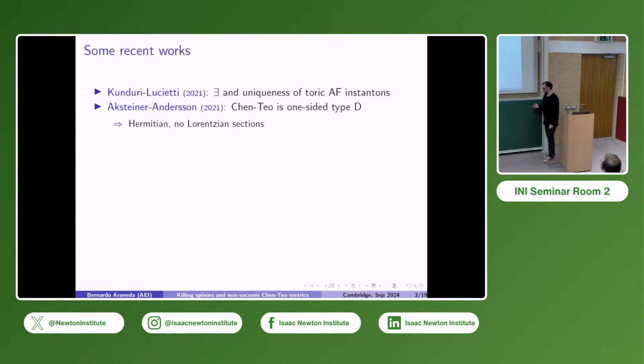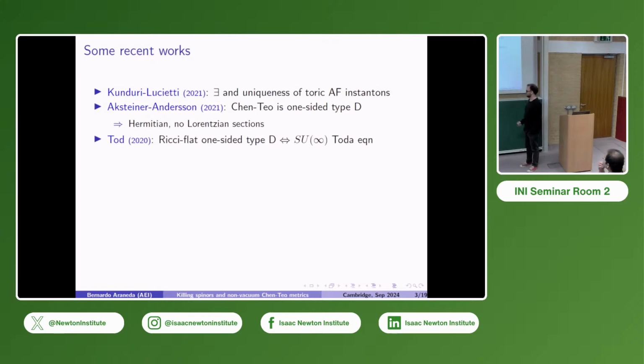This has a number of really interesting consequences, because it implies, for example, that the solution is Hermitian, so there is an integrable complex structure. It is actually conformally Kähler, and it also implies that there are no Lorentzian sections. So this new solution really lives in Euclidean signature. It is not an analytic continuation of anything else.